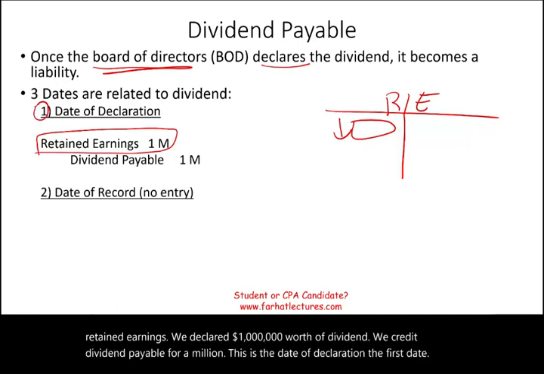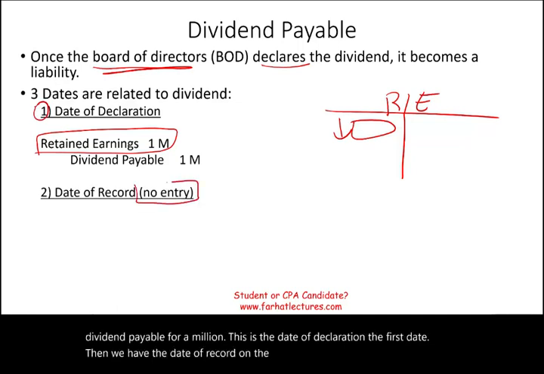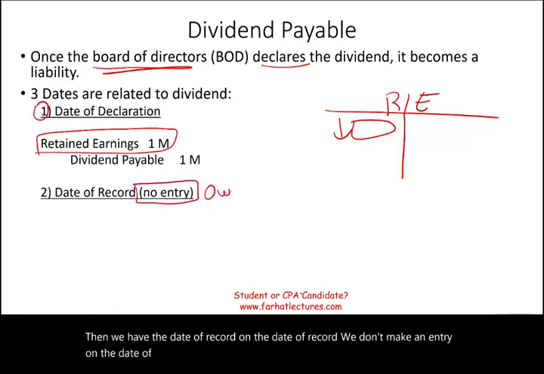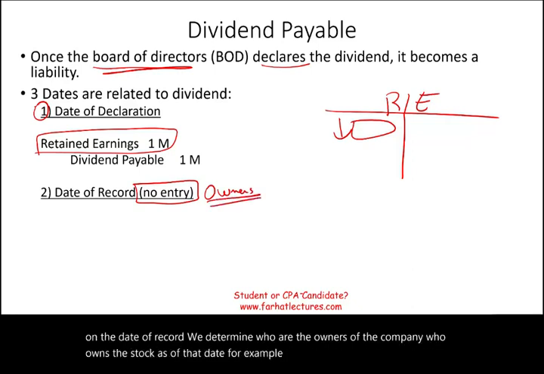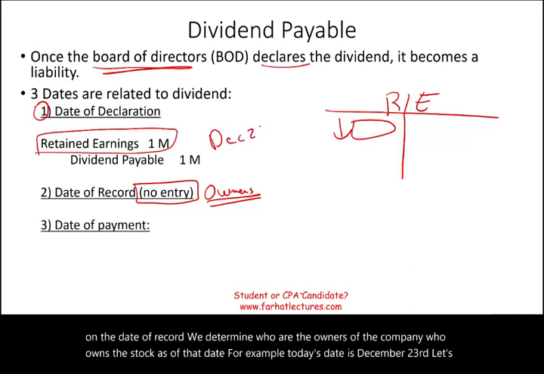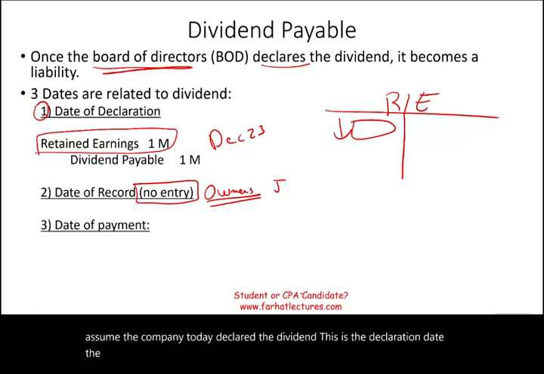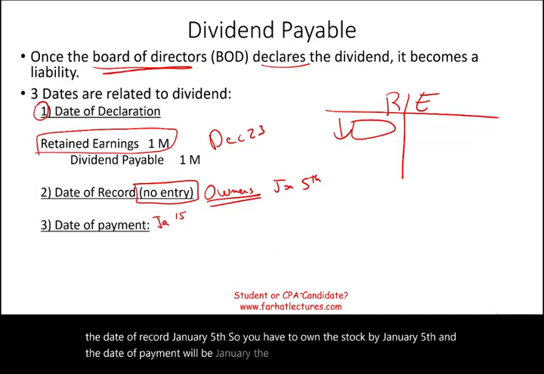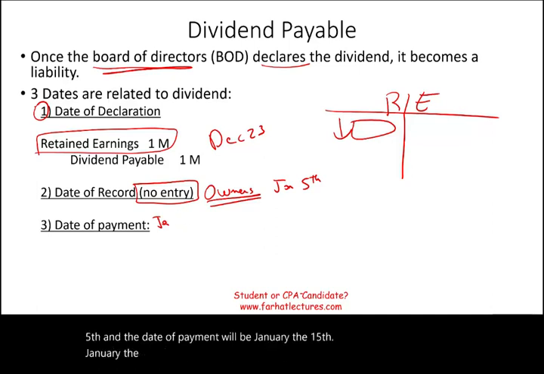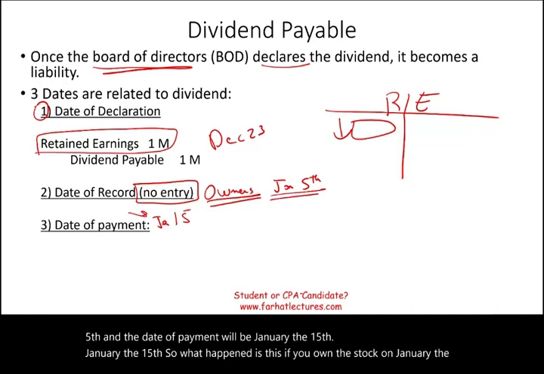Then we have the date of record. On the date of record, we don't make an entry. On the date of record, we determine who are the owners of the company, who owns the stock as of that date. For example, today's date is December 23rd. Let's assume the company today declared the dividend. This is the declaration date. The date of record, January 5th. So you have to own the stock by January 5th. And the date of payment will be January the 15th. So what happened is this. If you own the stock on January the 5th, you get the payment on January the 15th.